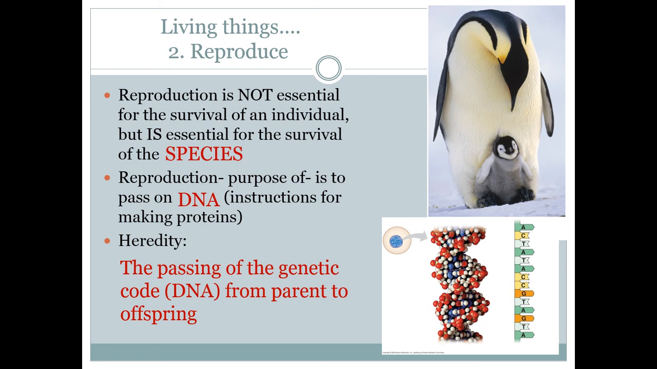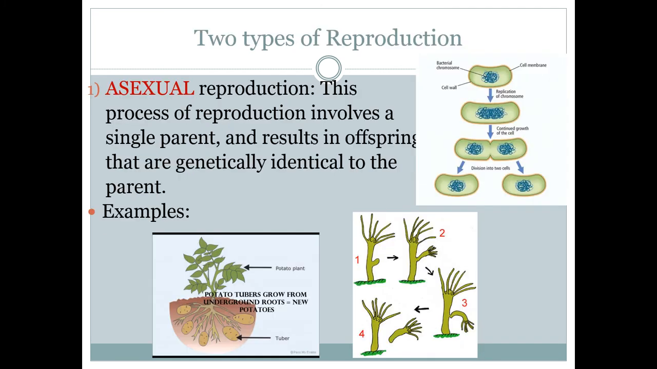The purpose of reproduction is to pass on the DNA to a future generation and keep the species alive. You are passing the DNA from parent to offspring. We have two types of reproduction. The first type is asexual. Asexual is simply one parent splitting or budding off to form offspring. The benefit of this is you are making an exact clone, a genetically identical offspring.